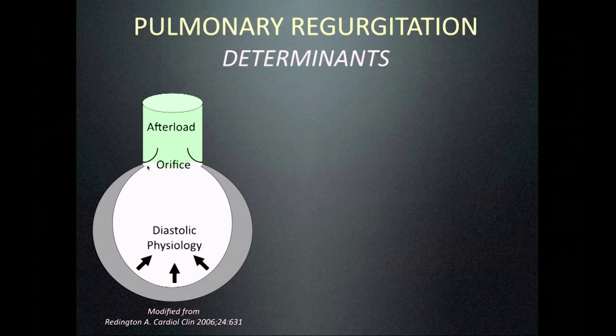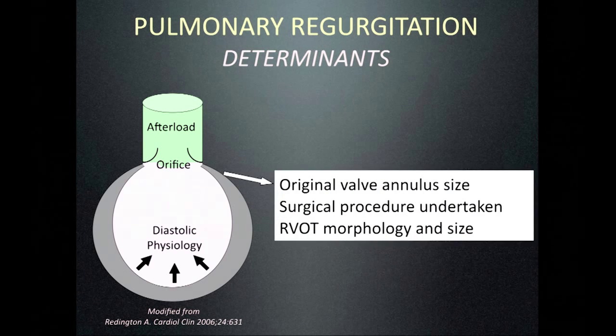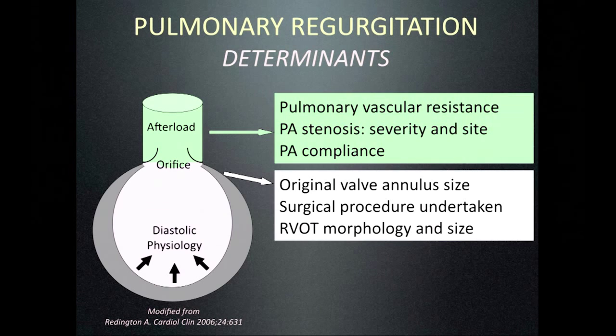This is the pulmonary valve. This is the right ventricle. This is the pulmonary artery. The determinants for pulmonary regurgitation come primarily from the original valve annulus size, the surgical procedure undertaken, and the right ventricle outflow morphology and size. However, also important is the distal afterload side, what the pulmonary vascular resistance is, and whether there is any pulmonary artery stenosis. And the pulmonary artery also needs to have a certain compliance to have appropriate pulmonary blood flow.